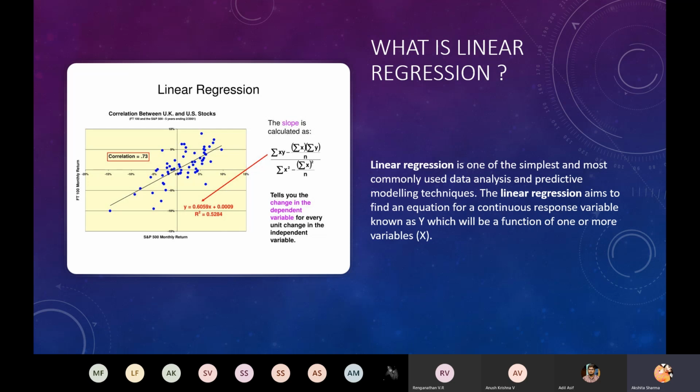This term is distinct from multivariate linear regression, where multiple correlated dependent variables are predicted rather than a single scalar variable. In linear regression, the relationships are modeled using linear predictor functions whose unknown model parameters are estimated from the data. Such models are called linear models. Most commonly, the conditional mean of the response given the values is found.